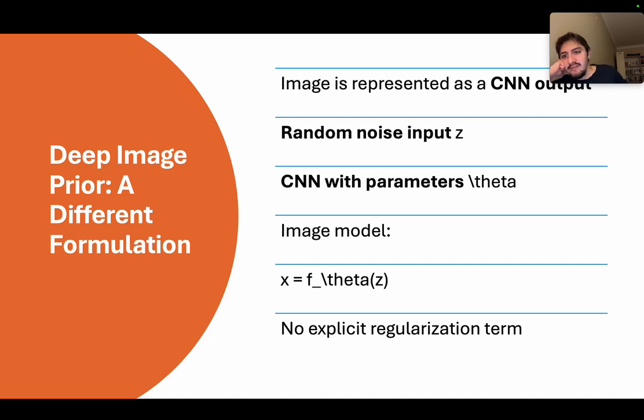Let's talk about the different formulation of deep image prior. During optimization, the network is initialized with random parameters and gradually fits the degraded image. An important observation is that a CNN learns natural image structures much faster than random noise. This means that at early iterations the output image already looks clean and structured, while noise fitting happens later. Therefore, early stopping plays a key role and acts as an implicit regularization mechanism.